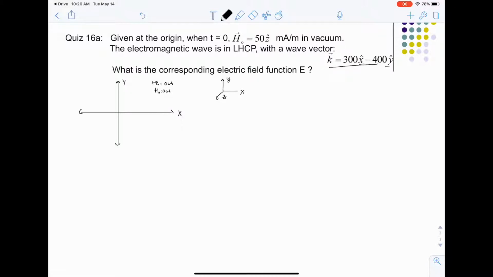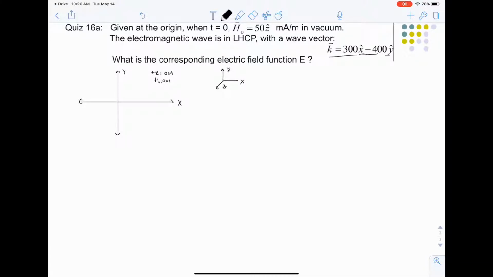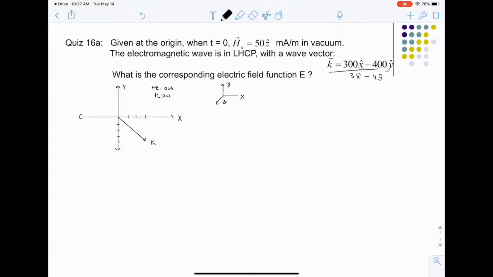Alright, so k is 300x minus 400y. To make it easier, we're just going to use 3x and 4y. So 1, 2, 3, 2, 3, 4. This is our k. Using our right hand rule, our right thumb points in the direction of k, and our curled fingers point in the direction of H, and E cross H equals k. Having our right thumb point towards k and curling our fingers towards H, when we straighten out our fingers, we see that it points in the first quadrant, and that would be 4 along the x-axis and 3 along the y-axis.